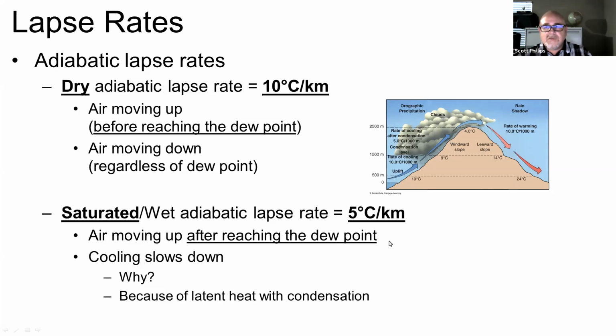The short of it is you need to know that the cooling slows down because of the release of latent heat. Now, when air is moving downward, because it's becoming drier, it always warms at a rate of 10 degrees per kilometer or 1,000 meters. I should note that 1,000 meters and 1 kilometer are the same thing, because there are 1,000 meters in each kilometer.